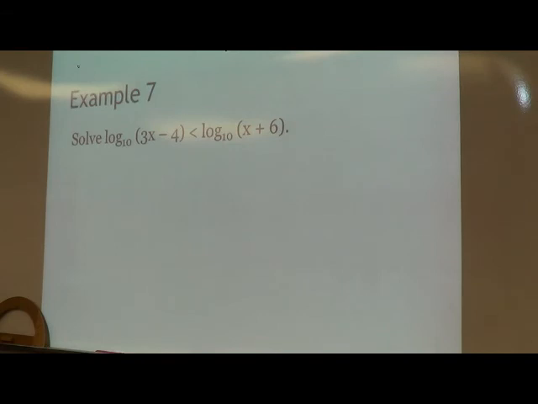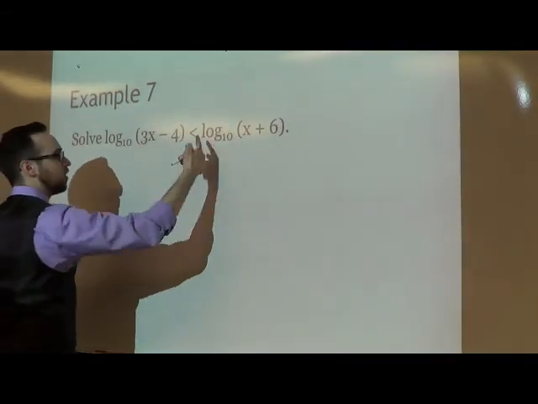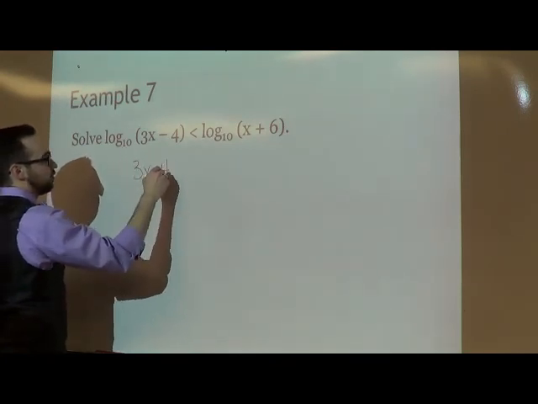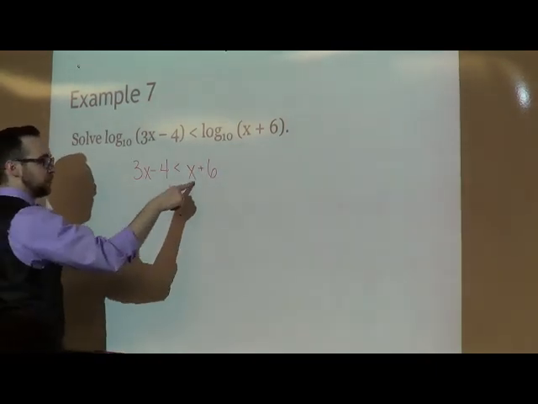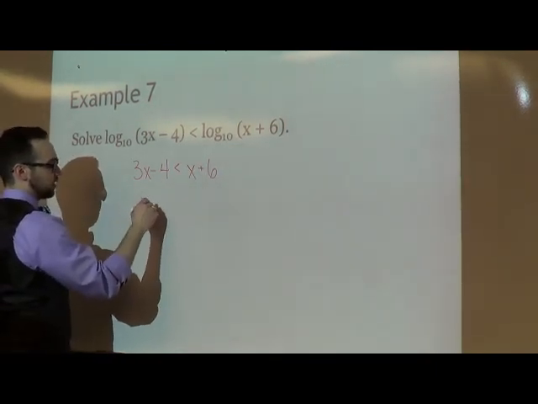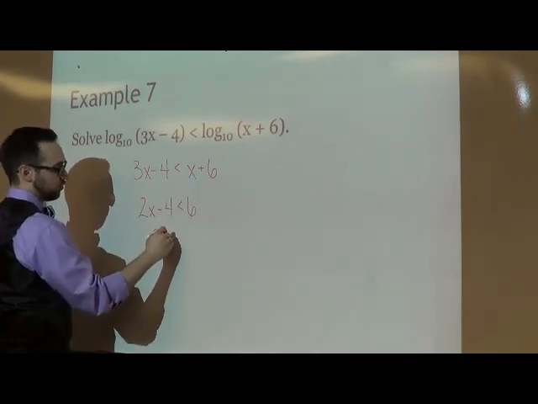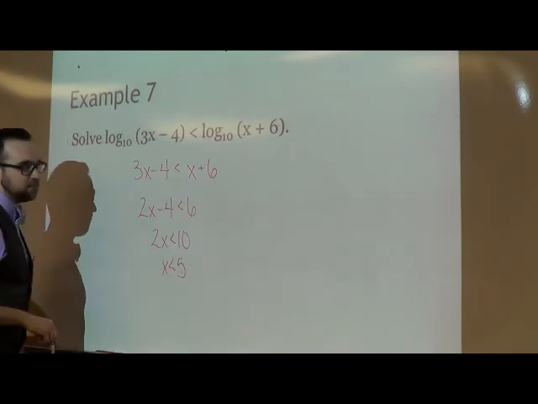So if we look at this example, again, one logarithm, same base, one logarithm, same base. So it's just 3x minus 4 is less than x plus 6. When you solve it, we subtract x, so we get 2x minus 4 is less than 6. Add 4, 2x is less than 10, so x is less than 5.